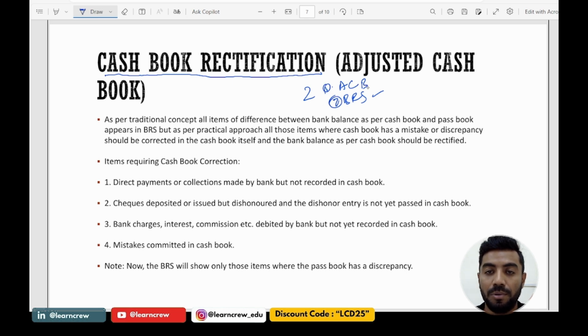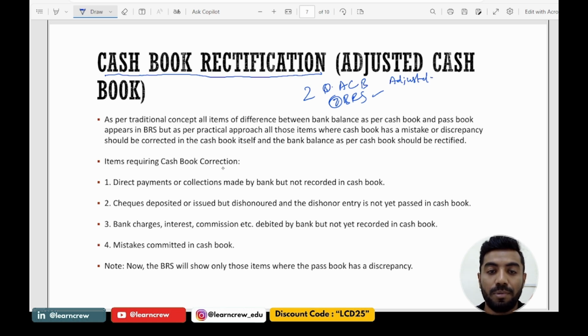Just a cash book you do, then you do the BRS. When you do the cash book, you take the adjusted balances. As per traditional concept, all items of differences between bank balance as per cash book and pass book appear in BRS. But as per practical approach, all those items where the cash book has a mistake or discrepancy should be corrected in the cash book itself. And the bank balance as per cash book should be rectified. Yeah. Same thing what we discussed.